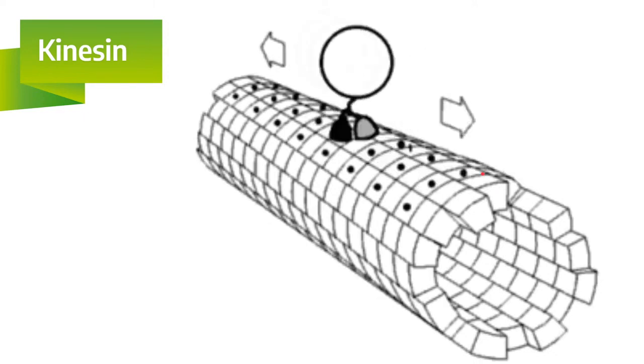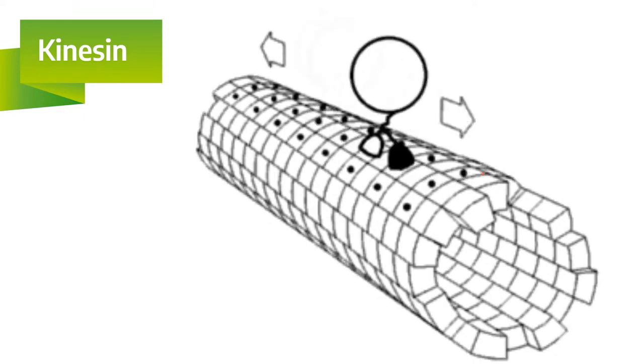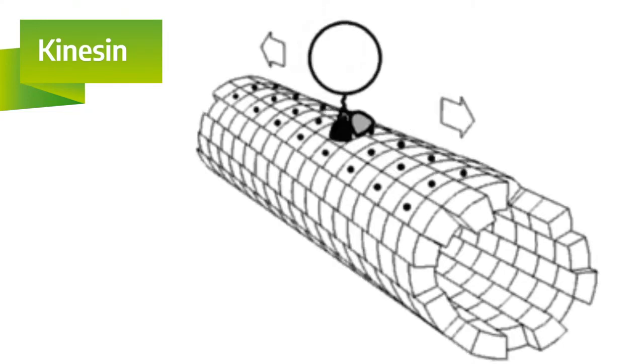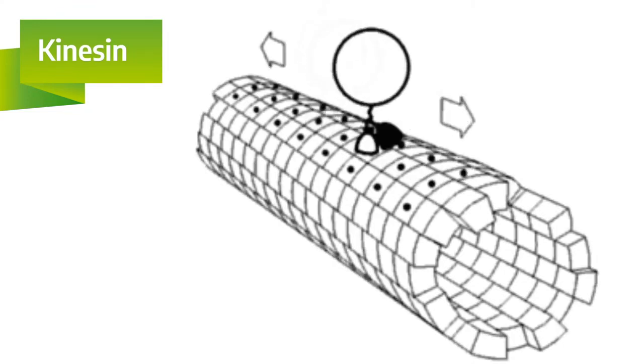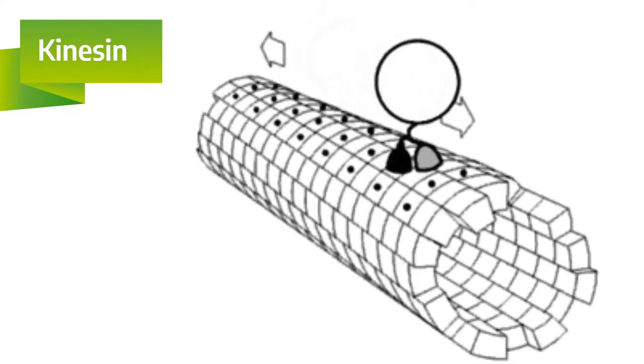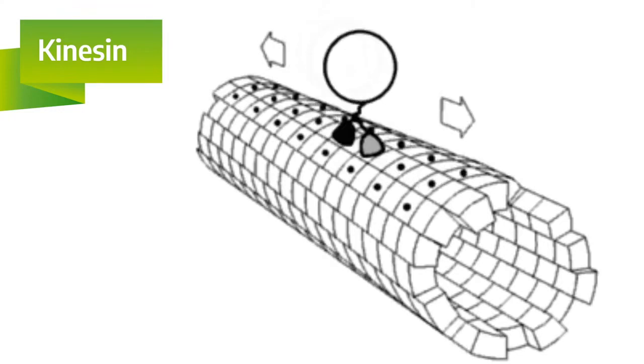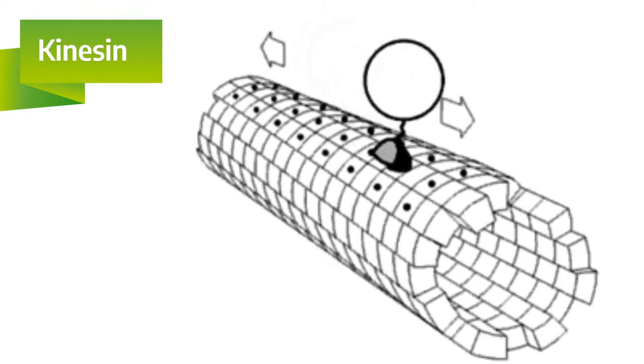So this conformational change is very, very similar to the muscle cell, or to myosin that we just looked at. Right? The swing of this arm through use of ATP is what makes this possible.